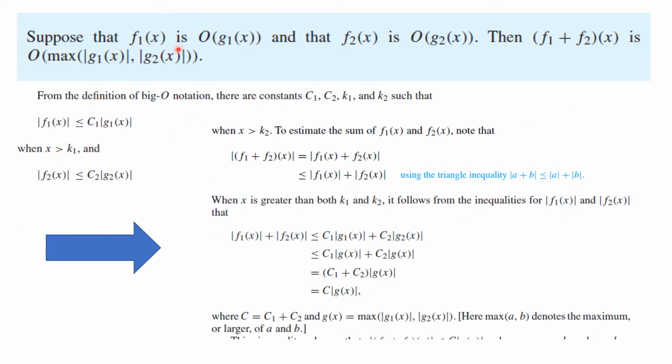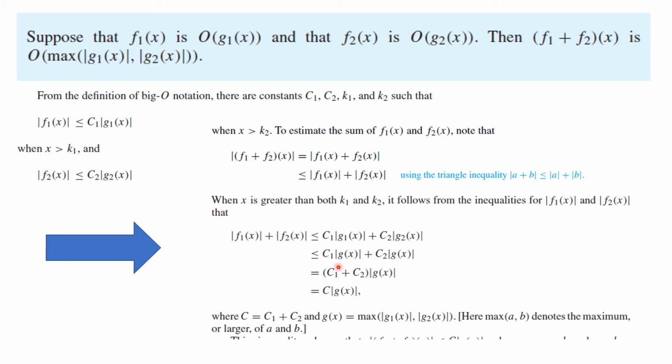Well, okay, so f1 is big O of g1, so this is true whenever x is bigger than k1. And the other one is true whenever x is bigger than k2. So if we take the bigger of k1 and k2, we can say that the absolute value of this is equal to this, is less than or equal to this by the triangle inequality. And when x is greater than both of the k's, k1 and k2, then we have that this is less than or equal to this, which is less than or equal to this.